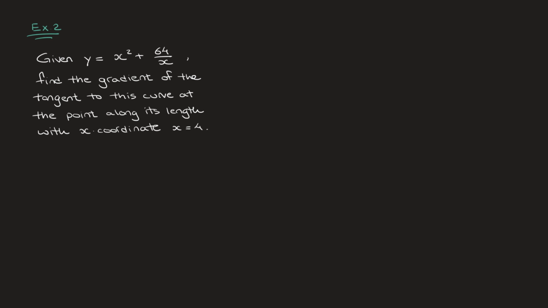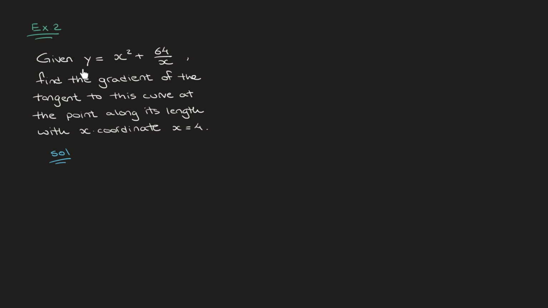Okay, well, following what we just said, the gradient of the tangent to the curve is given to us by the curve's derivative, or by the function's derivative. So in fact, answering this question is no different than answering the first example we had. Remember, whether we're asked to find the gradient of the tangent or the gradient of the curve, it means exactly the same thing. So let's go ahead.